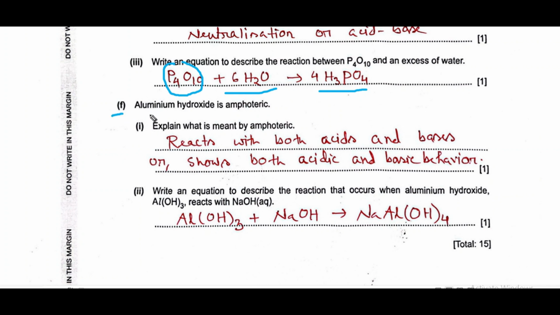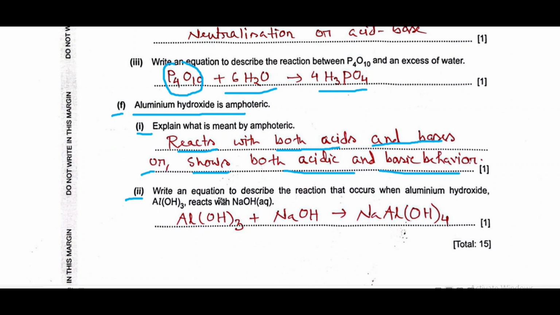F. Aluminium hydroxide is amphoteric. Explain what is meant by amphoteric. Amphoteric means reacts with both acid and base. An amphoteric hydroxide or amphoteric oxide reacts with both acid and alkali, or you can write that it shows both acidic and basic properties.